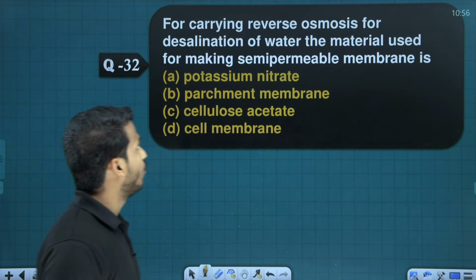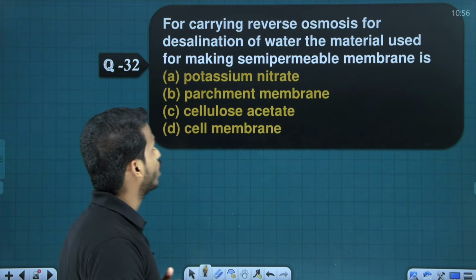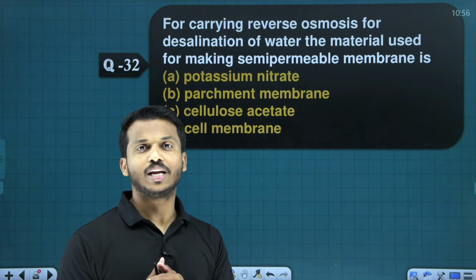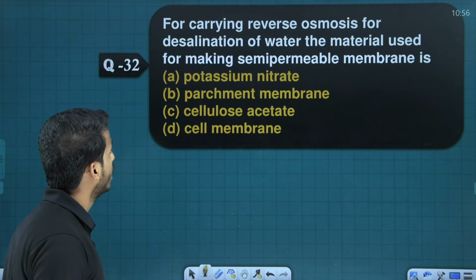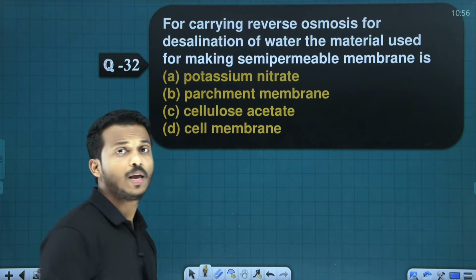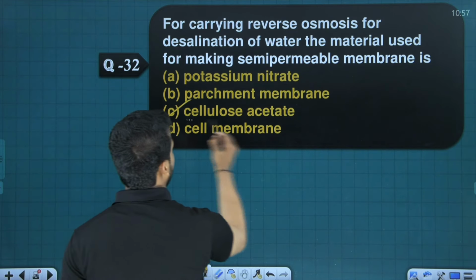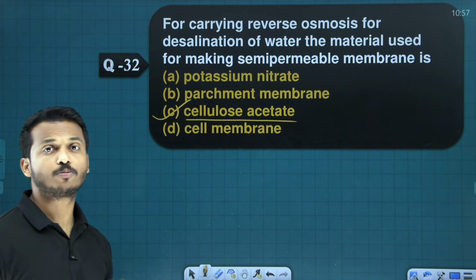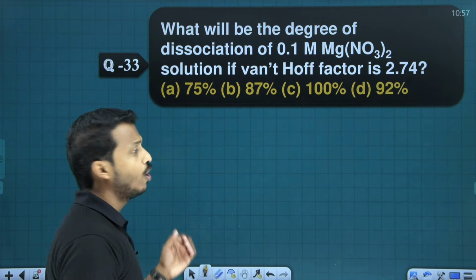For carrying out reverse osmosis for desalination of water, we studied desalination of seawater as an application of reverse osmosis. The semi-permeable membrane is made up of, we discussed, cellulose acetate, right? The semi-permeable membrane is made up of cellulose acetate.